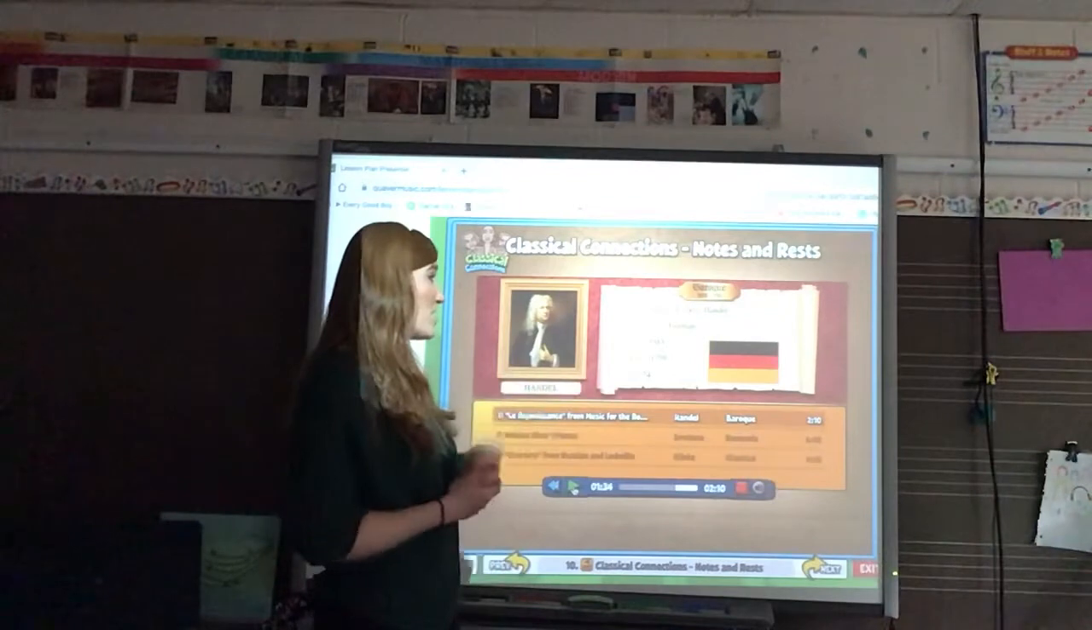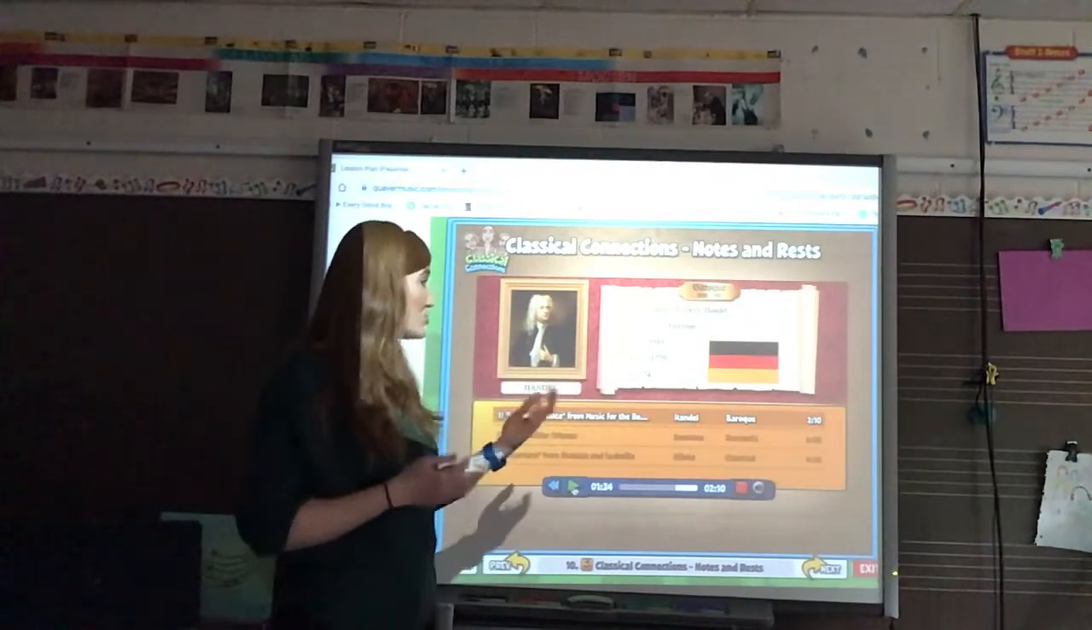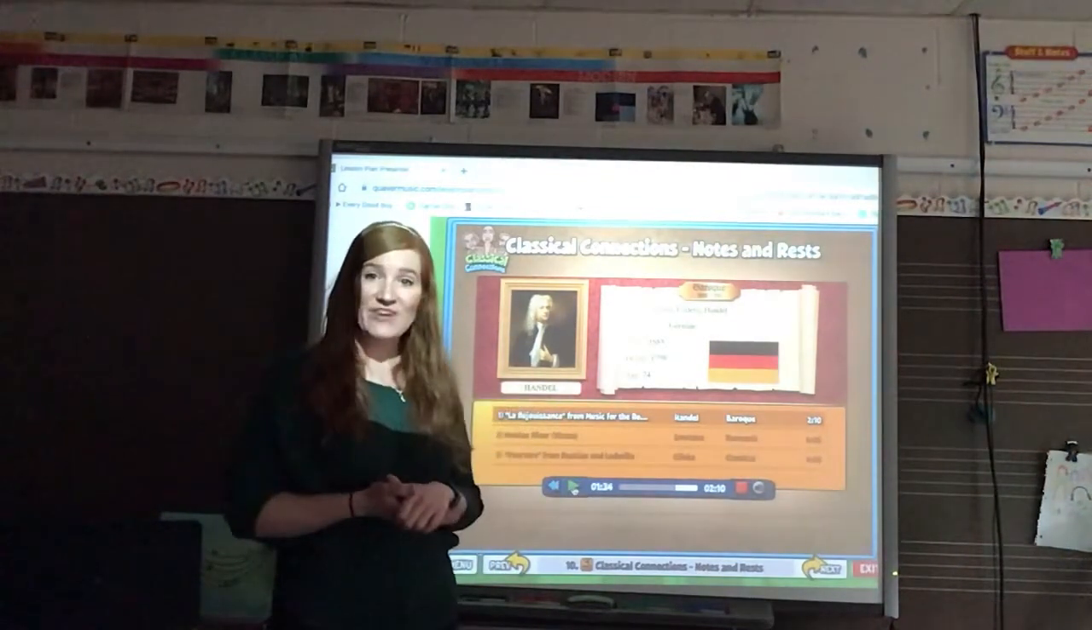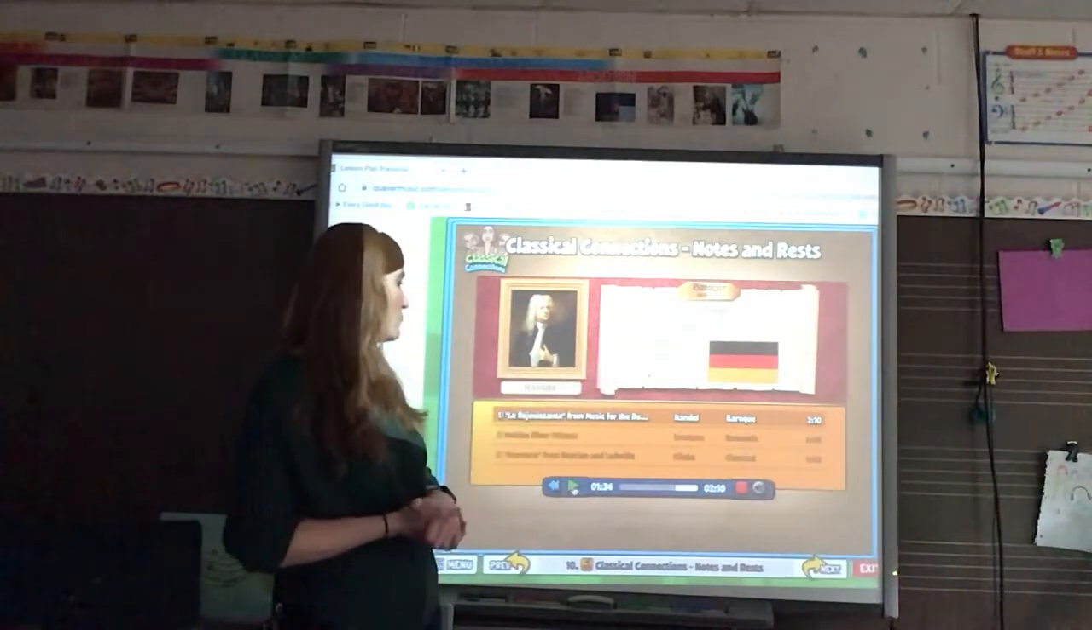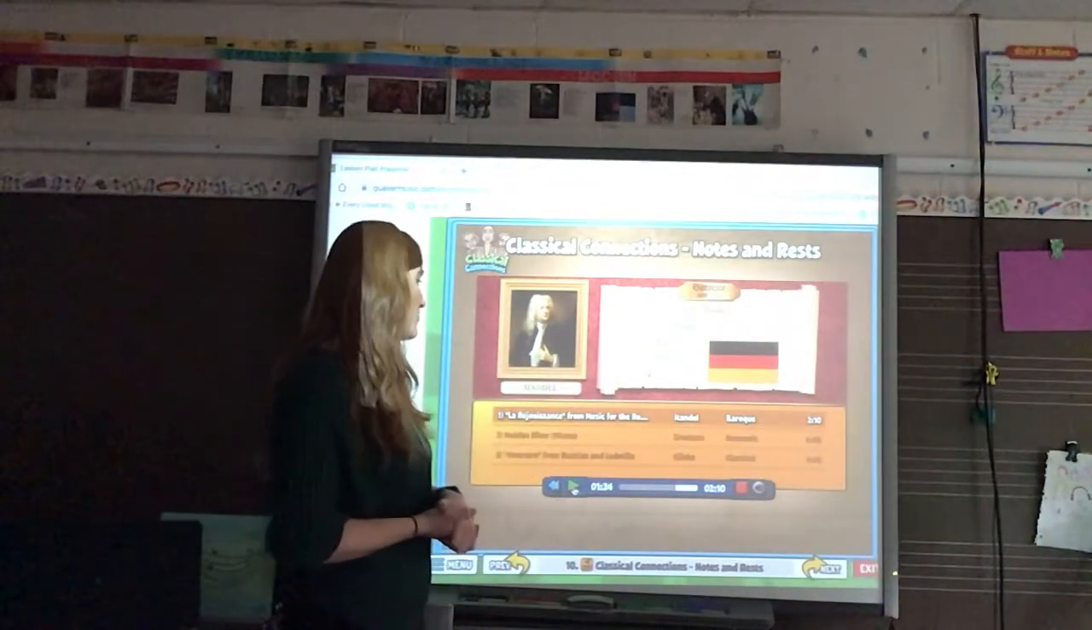By George Frideric Handel. He was German. He was born in 1685 and died in 1759. There's the German flag there. He was 74 when he passed away.